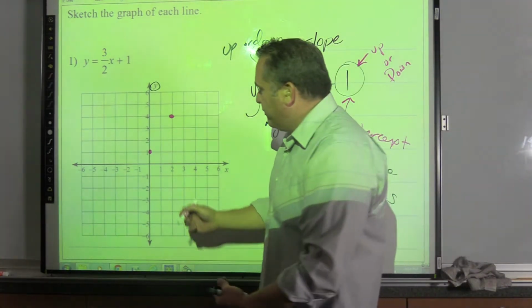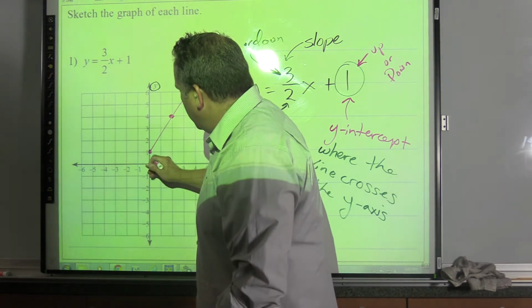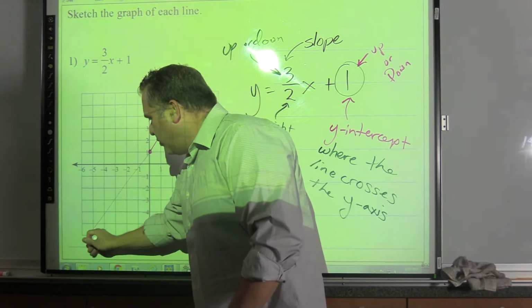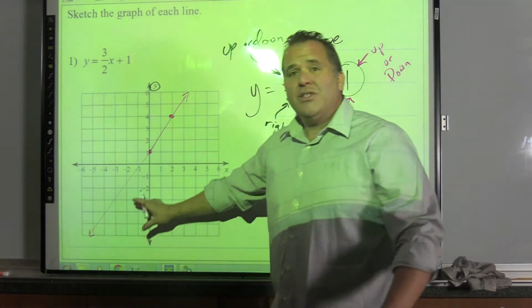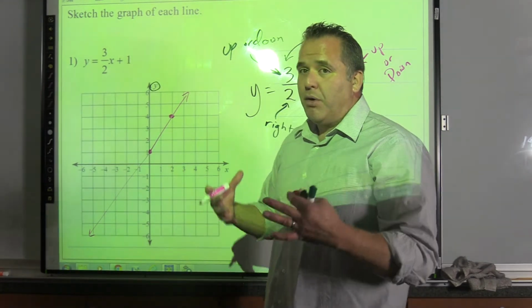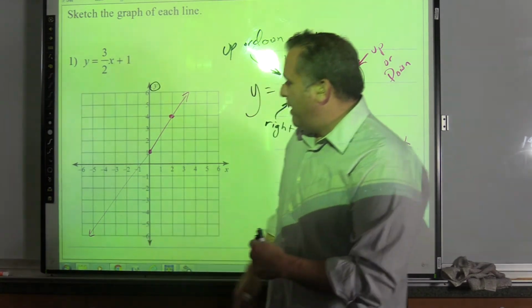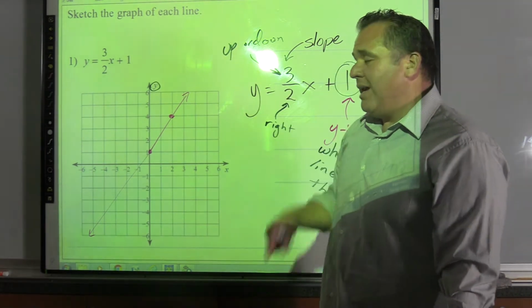So watch. We take this point, connect it, and let it run all the way through the graph. Make the graph nice and long. If your lines aren't perfect, make them as straight as you can, but it doesn't matter if they're perfect. We draw our line, and we have correctly sketched the graph of that equation.